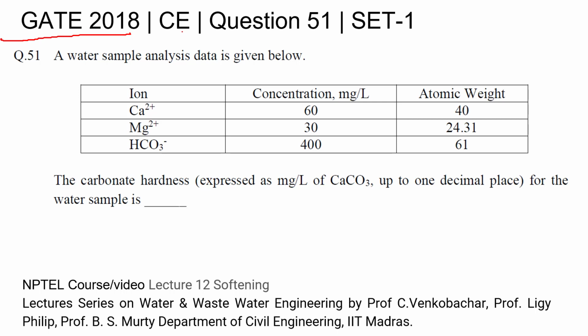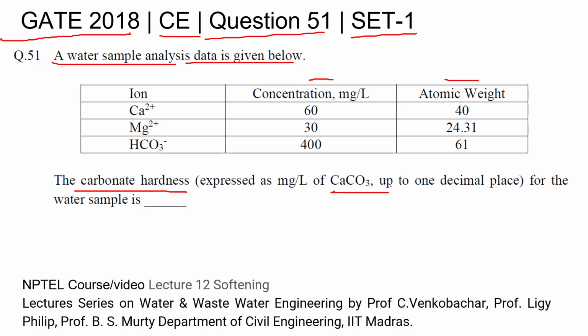GATE 2018 Civil Engineering question number 51, set 1. A water sample analysis data is given below, in which he has given some ions, concentrations of ions and atomic weights of ions. The carbonate hardness expressed in terms of CaCO3 up to 1 decimal place for the water sample is. For this question you can refer to this NPTEL video lecture.